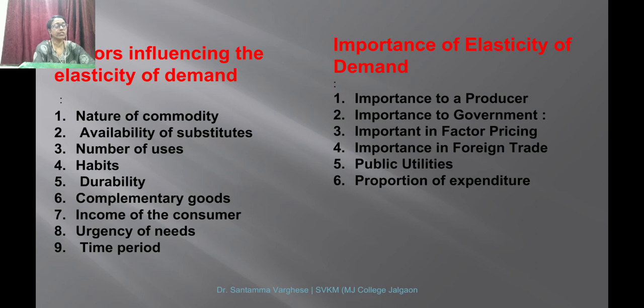Factor pricing means deciding the price of the factors of production. Which are the factors of production? Land, labor, capital and all this. So for the price it is very essential. Foreign trade is also very important. What is foreign trade? Import and export. To decide the price of the commodity, the concept of elasticity is useful for determining the terms and conditions of foreign trade. The country is exporting a commodity for which demand is relatively inelastic.